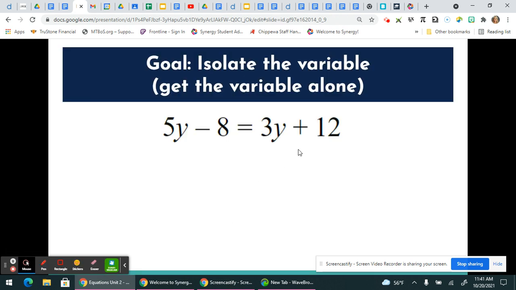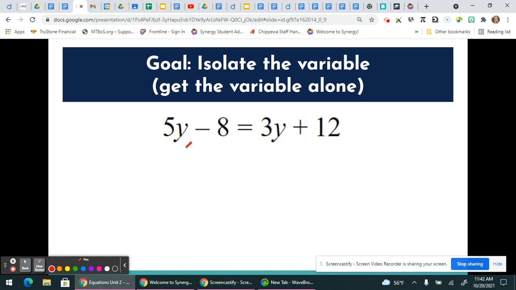All right, so grab your whiteboard. This first one we're going to do on the whiteboard, and then we're going to move back to our page 6 notes. So you've got your whiteboard, your marker. So here it says the goal is to isolate the variable. We want to get the variable alone. So let's just take a peek here so that you can see this.